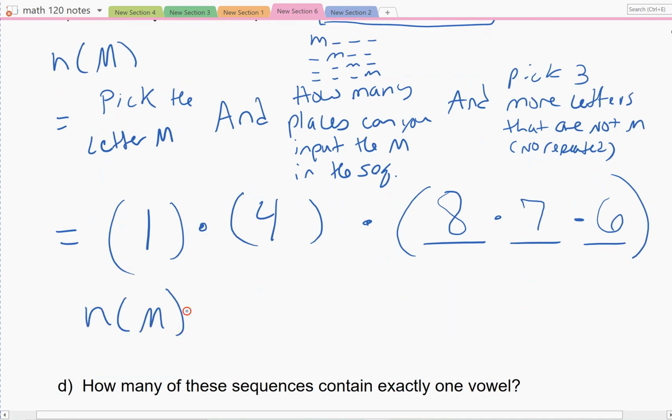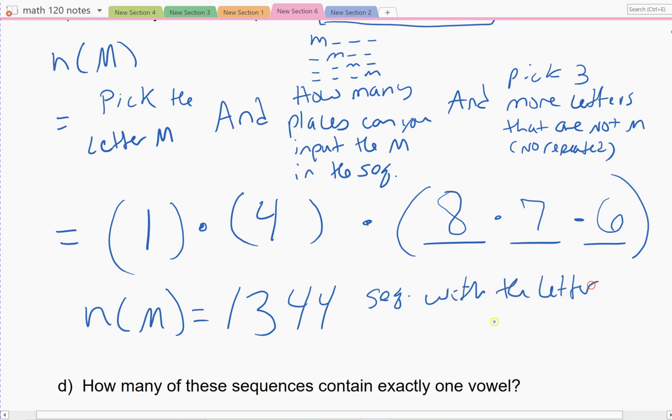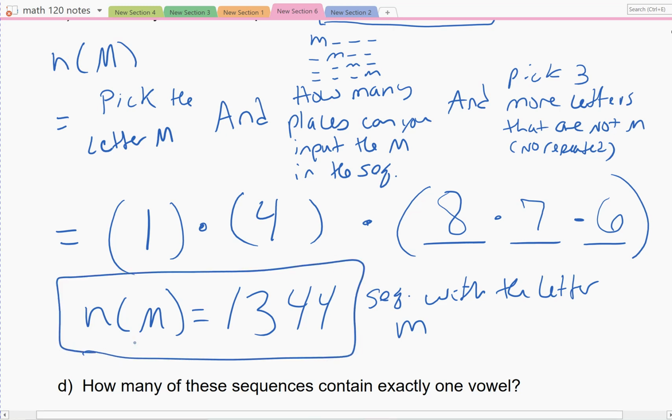So the number of ways to get a sequence with the letter M, if I multiply all those out, comes out to 1,344 sequences with the letter M somewhere in the sequence out of my 3,024. Right? So what are the odds I get a sequence with it? And this would work for M, but it would actually work for any letter. If I wanted a specific letter to show up in my sequence, the odds of that happening are 1,344 out of my 3,024. All right, so that's how many groups have the letter M in them somewhere. First, second, third, or fourth spot.